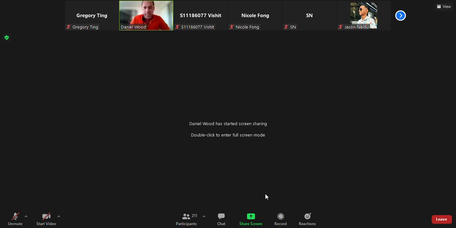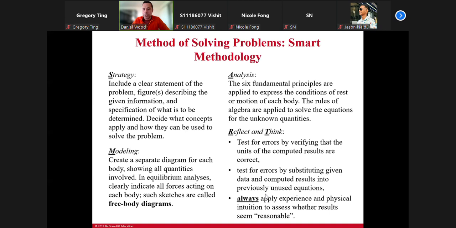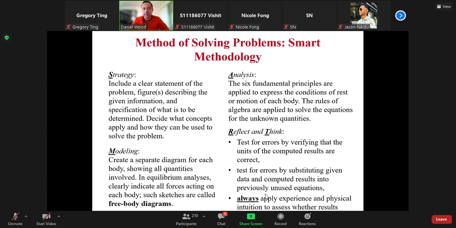So analysis: the 6 fundamental principles applied to express the conditions of rest or motion of each body, the rules of algebra. So what are the 6 fundamental principles? There's 6 equations that we have for static bodies. Okay, there are our equilibrium equations. We have 6 of them. It's the sum of the forces in the X, Y, Z direction, and the sum of the moments about the X, Y, and Z axes.